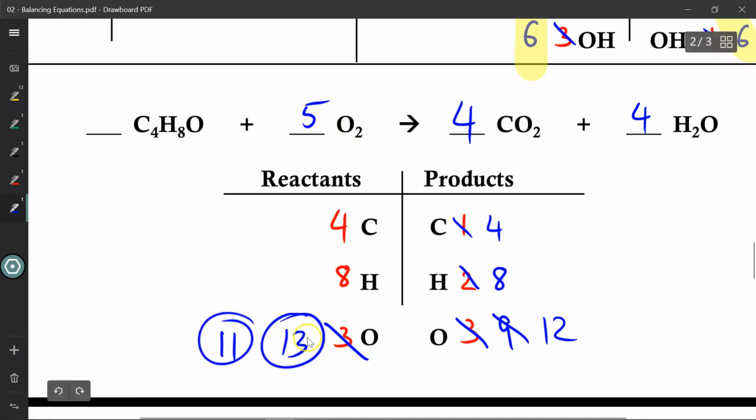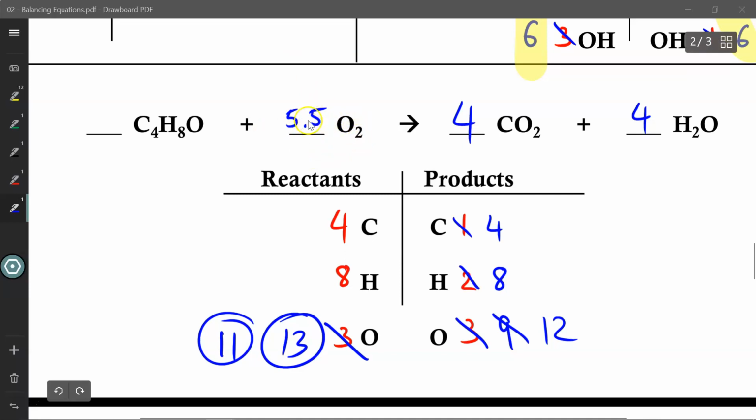So I keep missing the target. I'm always off by 1, either too high by 1 or too low by 1. But I don't want to play around with these numbers because then I would mess up my carbons and my hydrogens. So here's a little trick you can do in this specific situation when you're off by just 1 oxygen. We saw that 5 was not good enough, too low, and we saw that 6 was too high. So what's between 5 and 6? 5.5 oxygen molecules.